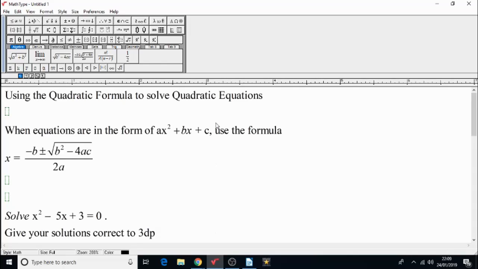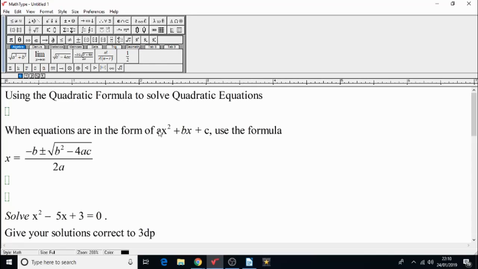Hello there, and I'm going to teach you how to use the quadratic formula to solve quadratic equations. Quadratic equations are equations that have terms to the power of 2. So for example, x squared plus 4x plus 2 is a quadratic equation because the x squared is x to the power of 2.